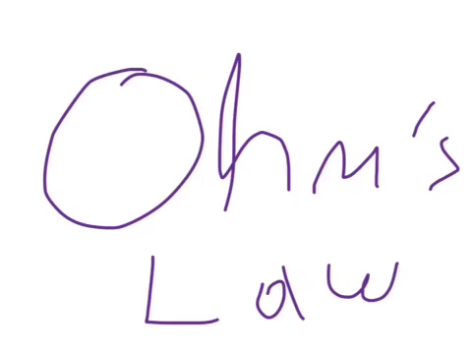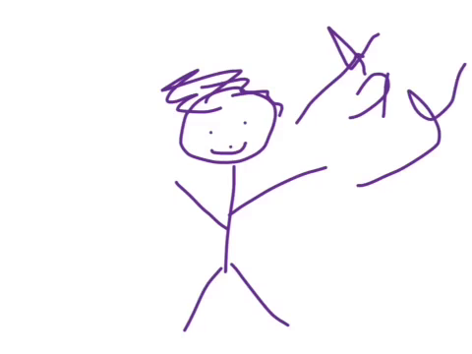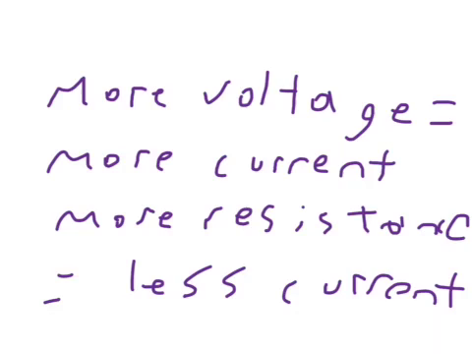Lesson 6 or 7, I don't remember. Ohm's Law. Ohm's Law was created by George Simon Ohm. This is what he looks like. The basic rules of Ohm's law says that more voltage equals more current, and more resistance equals less current. In order to increase the strength of current flowing through a circuit, you can either add more voltage or decrease the distance.